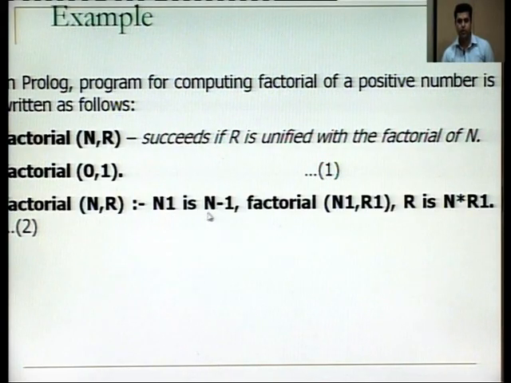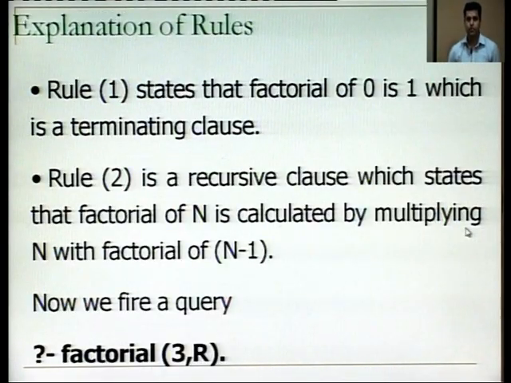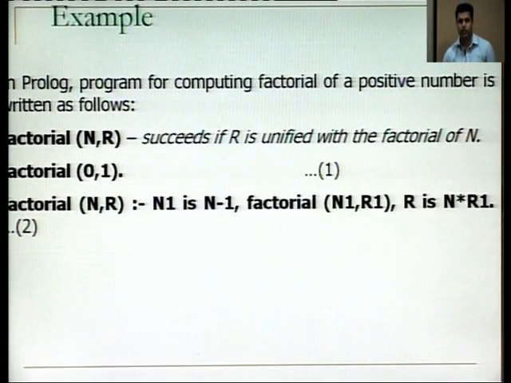How to calculate factorial, you need to subtract 1 from the value of this variable, store it in some variable, and calculate the value of the intermediate variable, and then the final result will be the number itself multiplied by the result of the intermediate variable. So, rule 1 states factorial of 0 is 1, which is the terminating clause. Rule 2 is a recursive clause which states that factorial of n is calculated by multiplying n with factorial of n minus 1, and you can see over here almost all Prolog programs are based on the concept of recursion.